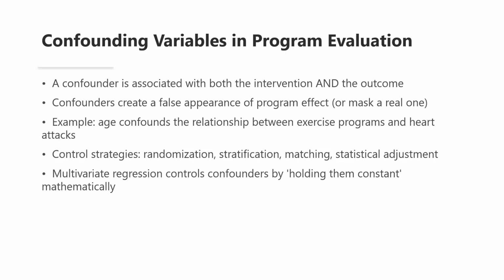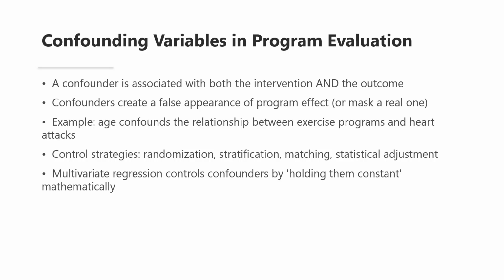Now here is the good news. There are 4 major strategies for controlling confounding variables. The first is randomization, which is the gold standard. When you randomly assign individuals to treatment and control groups, confounders are distributed approximately equally across both groups, neutralizing their effect. The second strategy is stratification, where you analyze results separately within subgroups defined by the confounder.